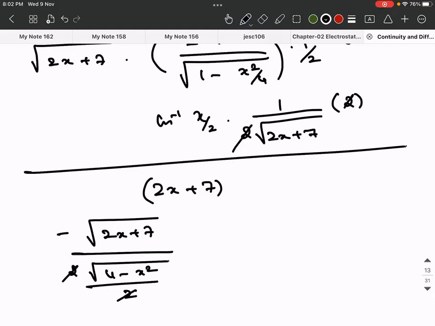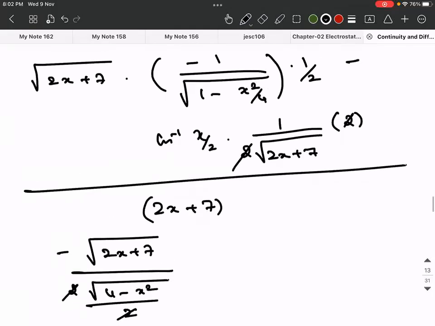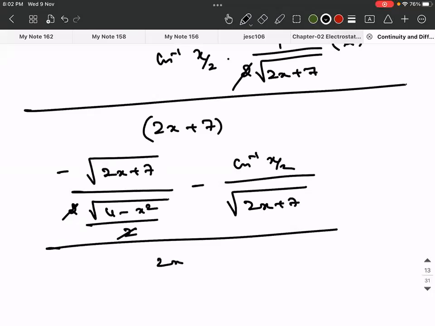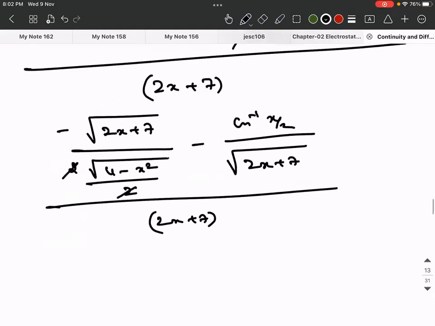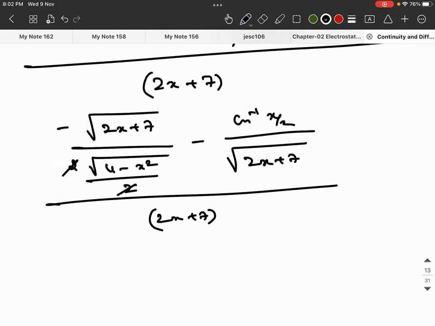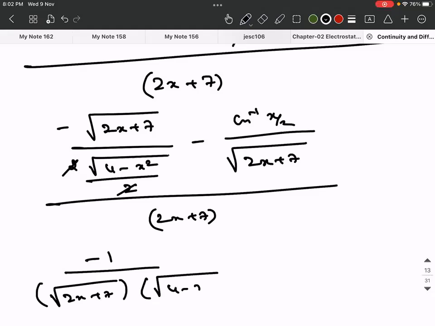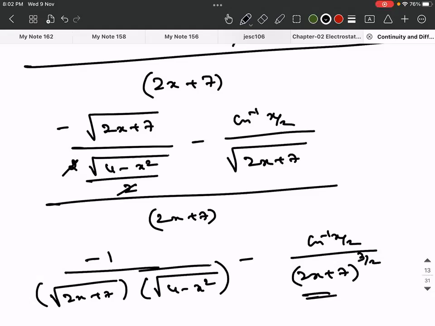So 4 minus x square by 2 minus cos inverse of x by 2 by root of 2x plus 7, the whole divided by 2x plus 7. So minus 1 divided by root of 2x plus 7 into root of 4 minus x square, minus cos inverse of x by 2 by 2x plus 7, the whole power 3 by 2. This will be the answer. I don't know what you got. Yes, sir, same answer.